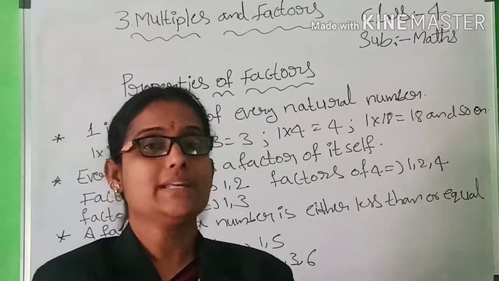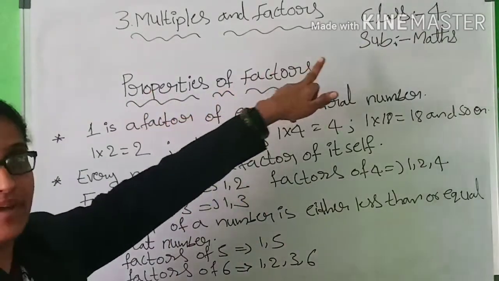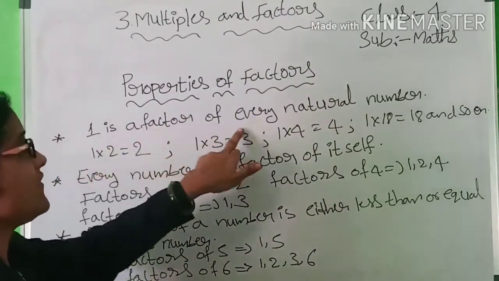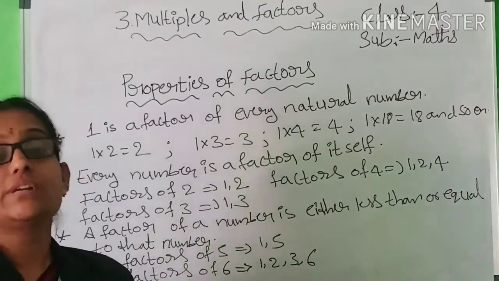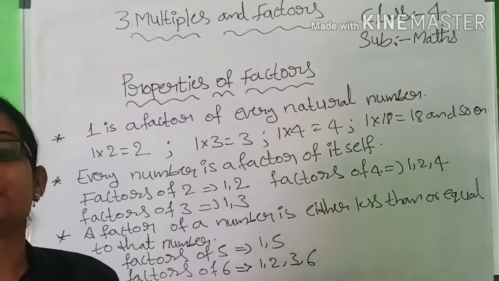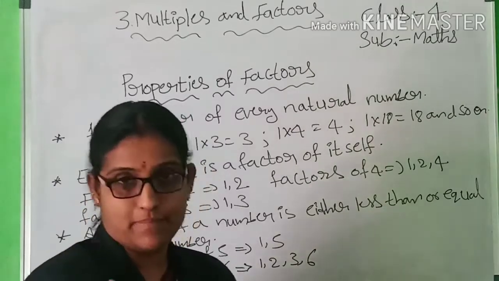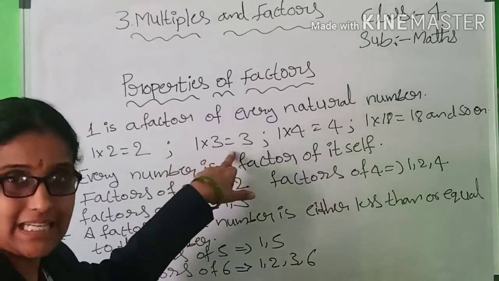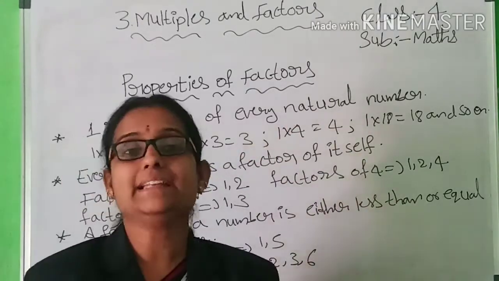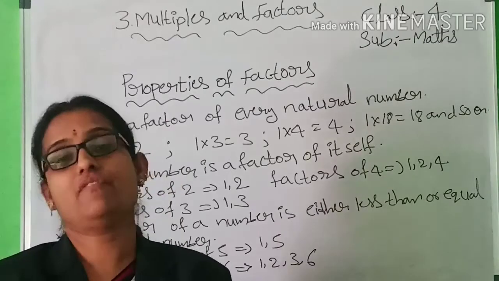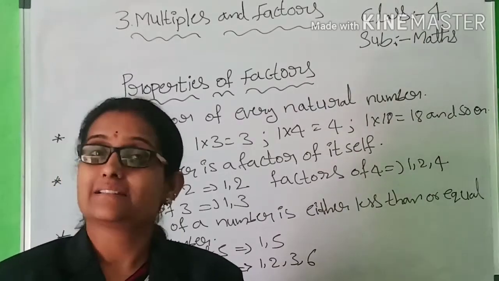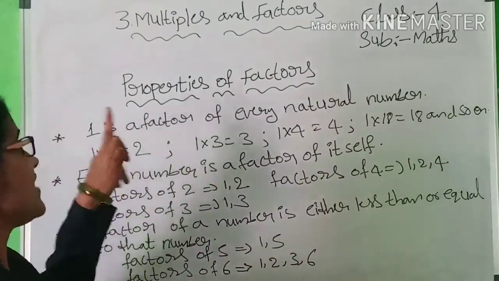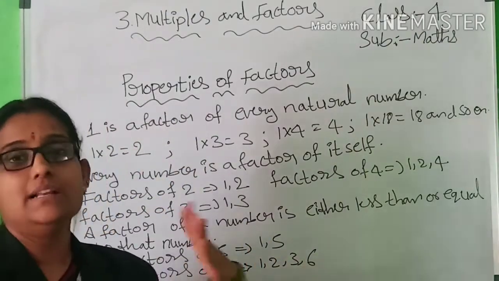Note this one. Okay, children, now properties of factors. First one: 1 is a factor of every natural number. What is the first property? 1 is a factor of every natural number. For example, 1 times 2 is 2, 1 times 3 is 3, 1 times 4 is 4, 1 times 18 is 18, 1 times 100 is 100, 1 times 1,000 is 1,000, 1 times 1 lakh is 1 lakh. Now, what is the first property? 1 is a factor of every natural number.